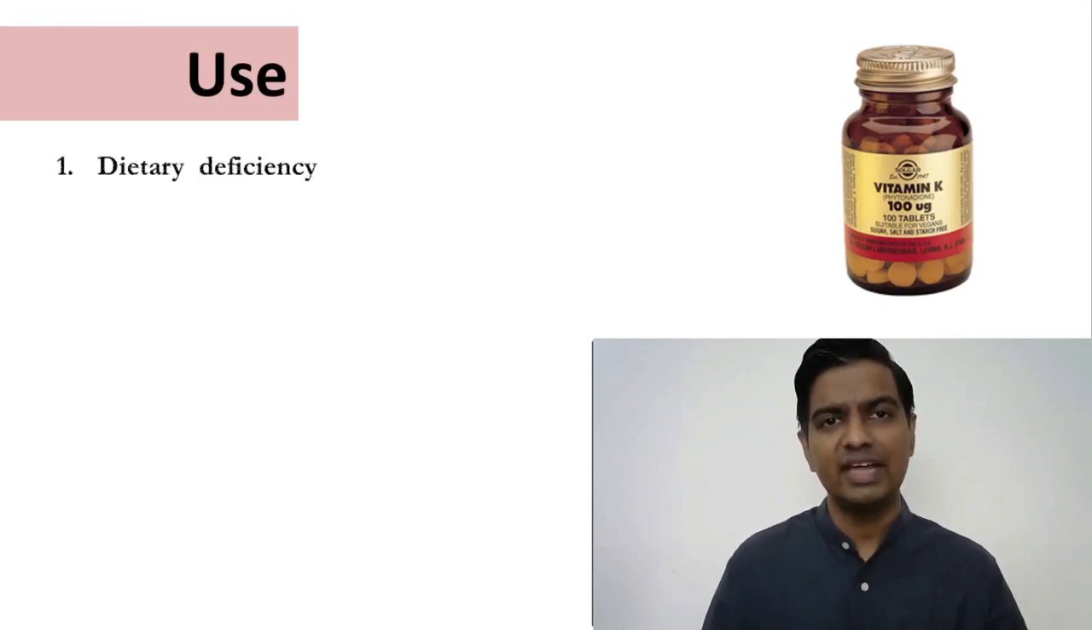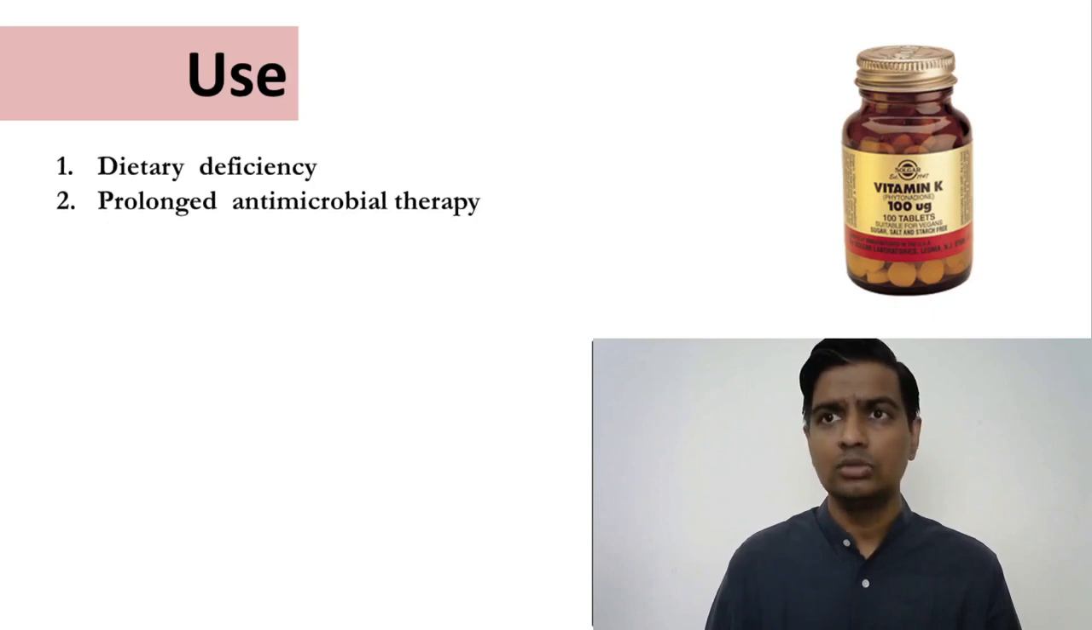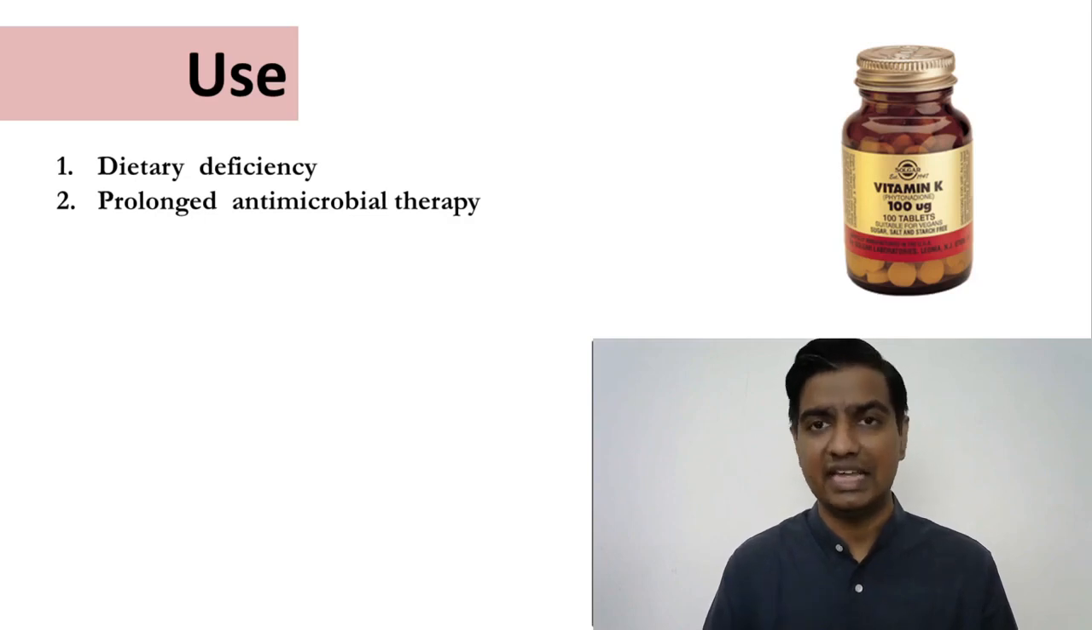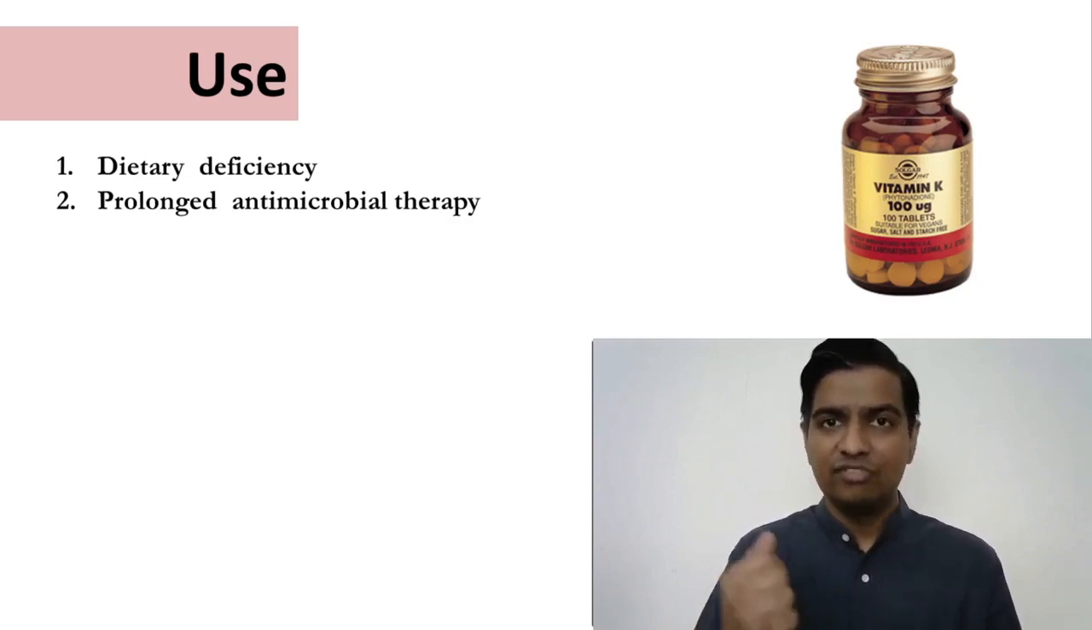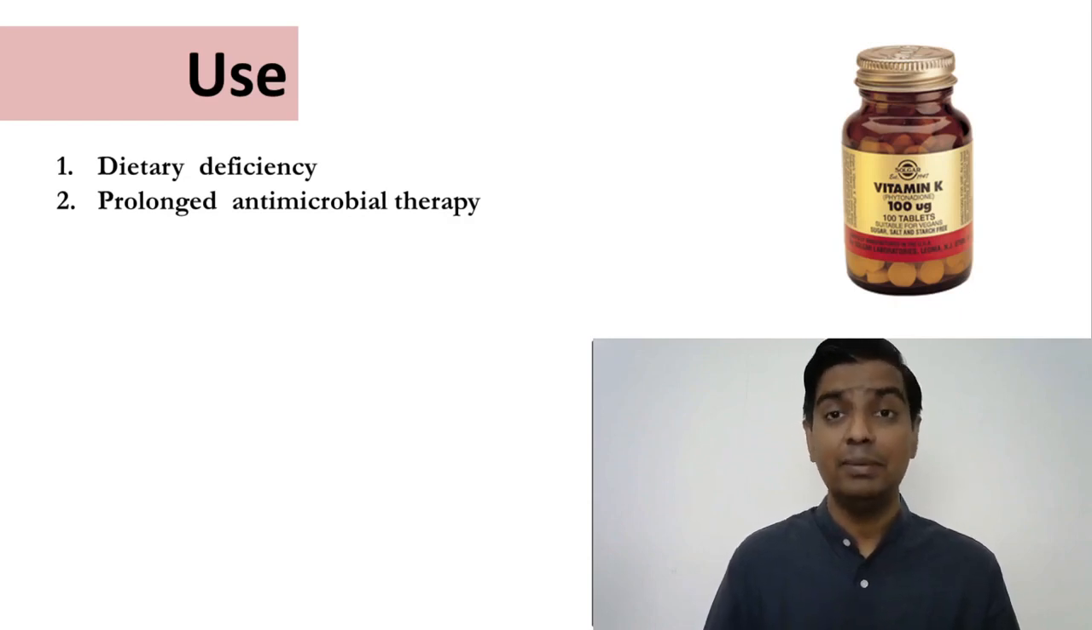So where can we use vitamin K? Wherever there is dietary deficiency, right? Or wherever we are expecting the person's intestinal bacteria to not make enough vitamin K. Why would that happen? Simple, antibiotic therapy. If a patient is taking prolonged antimicrobial therapy, chances are his intestinal bacteria will die. If the intestinal bacteria die, they can't make vitamin K for the patient. So you might have to replenish the vitamin K stores of this patient by giving vitamin K tablets.